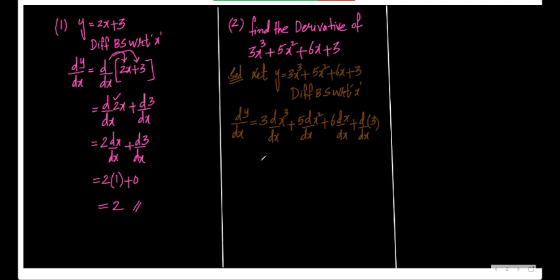Here only, the d by dx of x power n formula we have to apply. That is nx power n minus 1. Now notice this and this both. What is the n value? Tell me. If you compare, what is the n value? 3. Very good. So x is x only, n value is 3. So we apply the formula here.